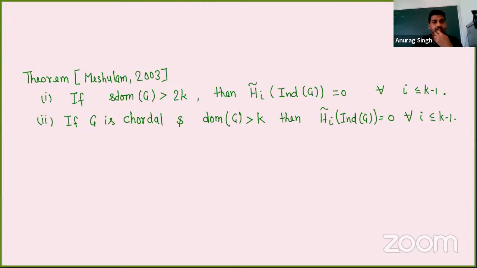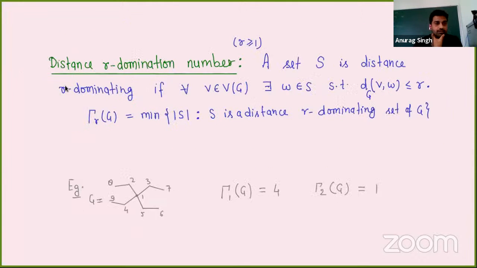There is a generalization of these two notions in graph theory, so let me define what those generalizations are. The generalization of the domination number is the distance R domination number, defined as follows. You take a set W and say it is distance R dominating if for all vertices V in G, you can find a vertex in W whose distance from V is at most R. This is the same as saying V and W are connected by a path of length at most R. The distance R domination number of a graph G is the minimum cardinality of all the distance R dominating sets of G.